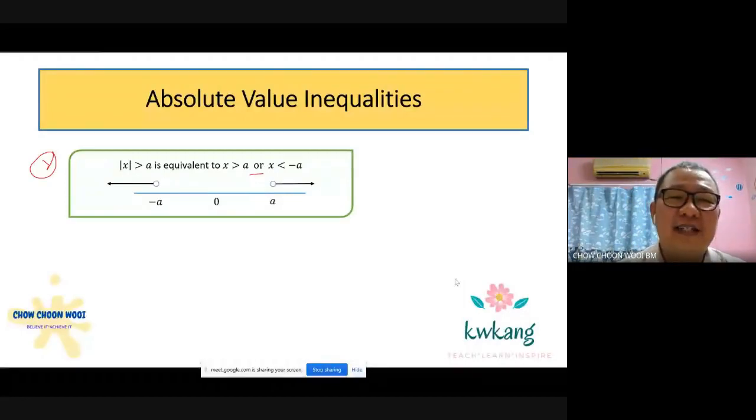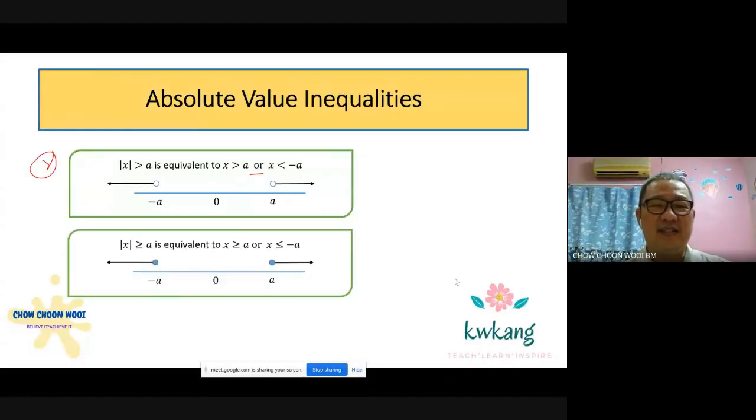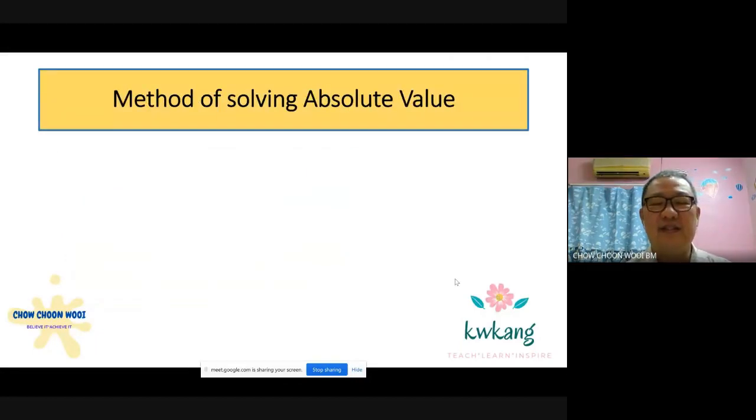Okay, this one, the modulus of X. So you need to remember, actually there are 4 formula for this one. The first one, the modulus of X less than A. The second one, the modulus of X greater than A. You kena hafal. So, these 4 are the basic definitions.